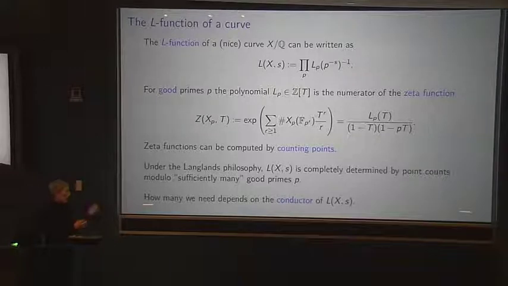You might then ask, well, what does sufficiently many mean? Well, sufficiently many depends on this numeric invariant that I mentioned, the conductor of the L function. And so in the first elliptic curve we looked at, the conductor was 11, and that was also the level of the modular form.